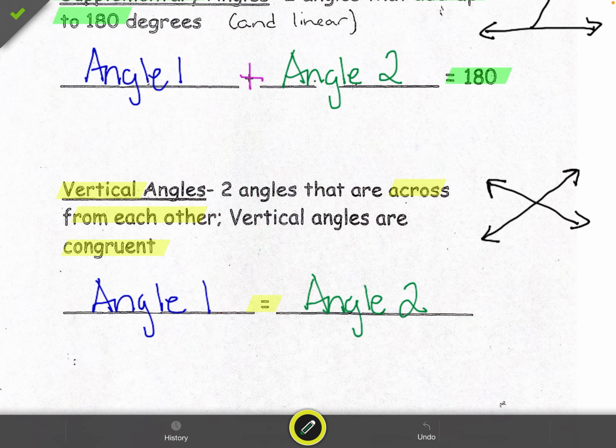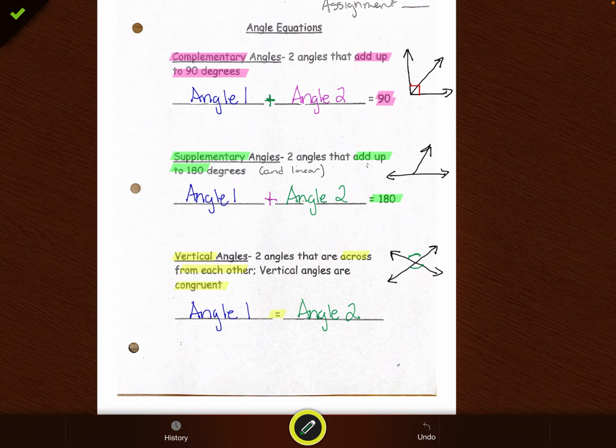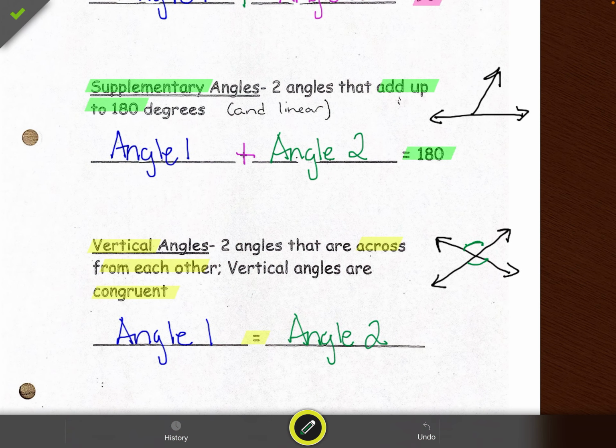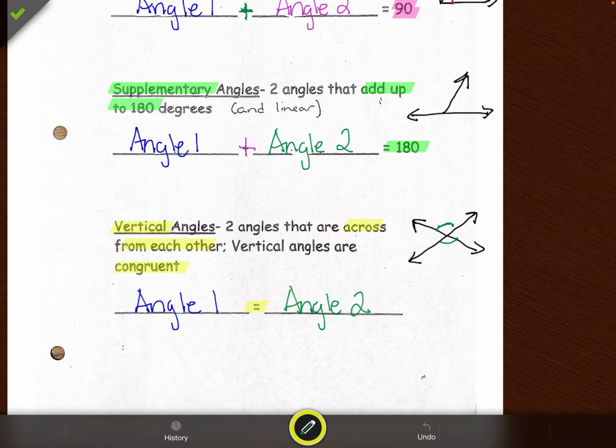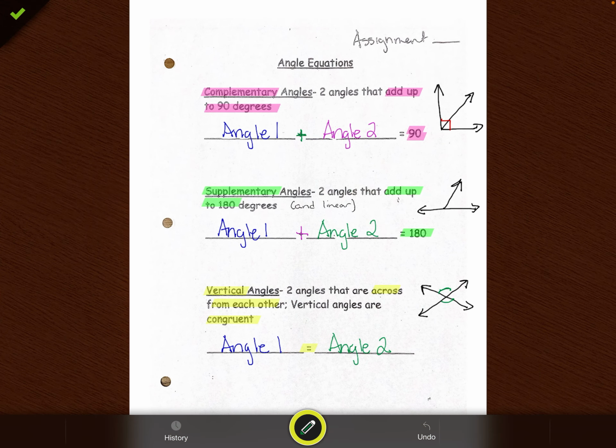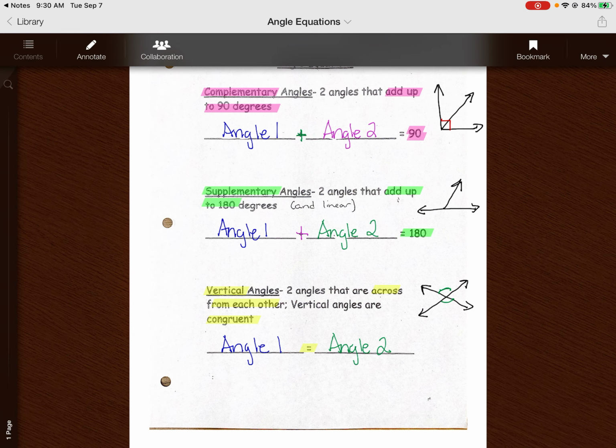Okay, and again, there's another pair, but I'm just going to mark this pair. The other two are also vertical. So do they make a corner? They add to 90. Do they make a straight line? They add to 180. If they are across from each other and you have that X shape, then they are equal. So let's go back and look at those ones that we already set up.